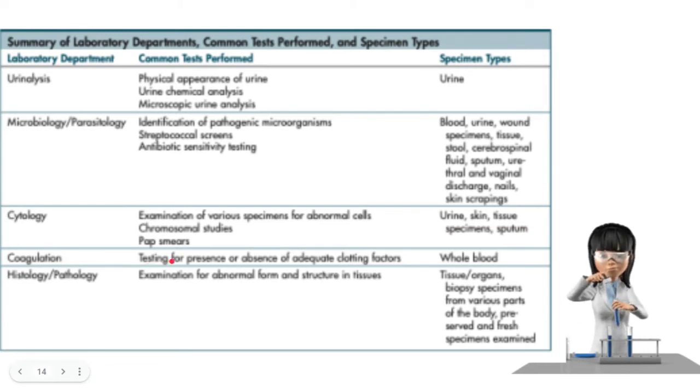Coagulation again is testing for the presence or absence of adequate clotting factors. And ang acceptable po kay coagulation studies is whole blood. Histology, pathology, or histopathology, examination for abnormal form and structure in tissues. Then, specimen types na acceptable is tissue organs, biopsies from various parts of the body. Preserved and fresh specimens are examined here.